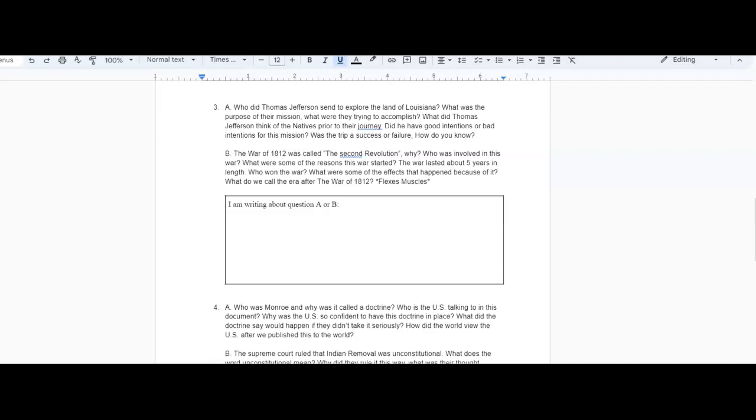But option B says, the War of 1812 was called the Second Revolution. Why? Who was involved in this war? What were some of the reasons that this war started? The war lasted about 5 years in length. Who won the war? What were some of the effects that happened because of it? What do we call the era after the War of 1812? Think about Mr. Bell and Miss Murdie flexing their muscles. In the box, circle, are you writing about A or B? And then start writing your response.